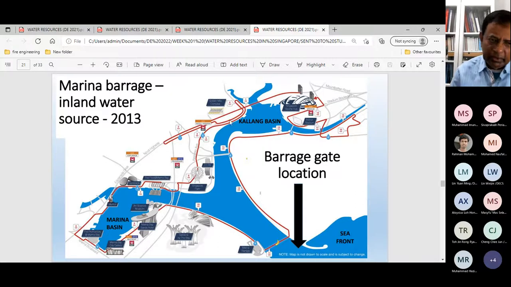So therefore, the Marina Bay water cannot be directly used. Of course, it can also be treated by membrane RO systems, but currently what they are doing is treating this water only for augmenting or additional retention of water for drinking purposes. In the long term, they may even construct treatment plants which are capable of treating this water for drinking water. Those possibilities are there.